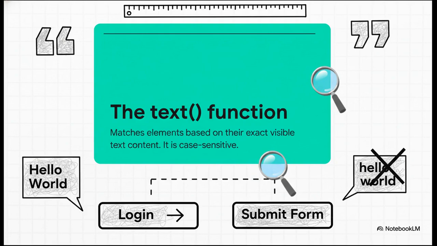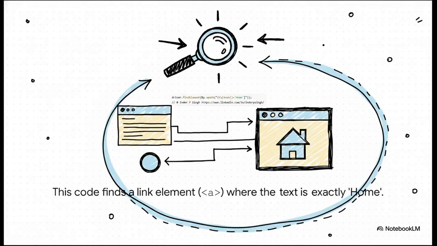But here's the catch, and it's a big one. It needs an exact match. It's case sensitive, and it has to match the entire text content, every space, every character. So let's see it in action. This little piece of code right here, it's finding a link element. That's the A tag, where the text is exactly home. You're basically telling the browser, hey, look anywhere on this page for a link and give me the one that says home. That's it.